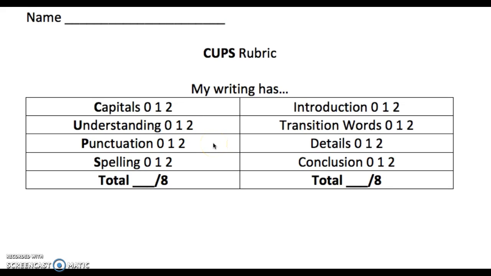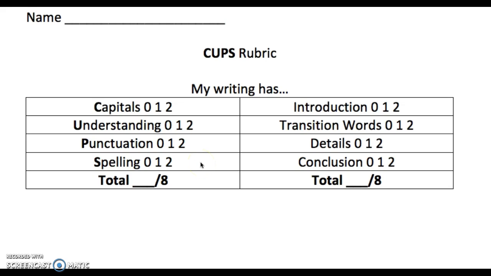Next is P, punctuation. This means periods, question marks, exclamation marks, commas. 0 if you didn't remember any. 1 if you remembered some. And 2 if you remembered to put all of your punctuation marks.